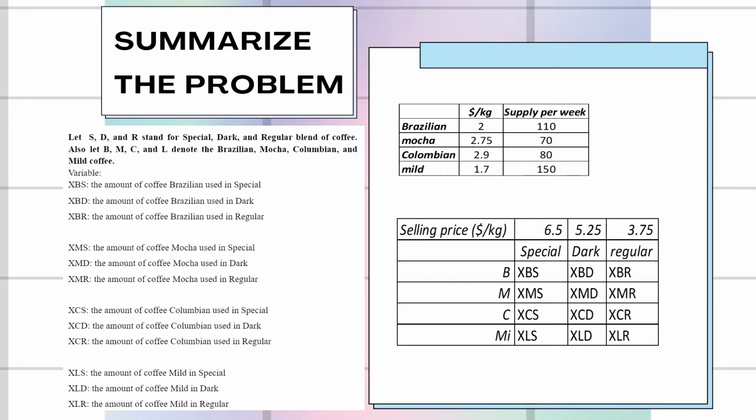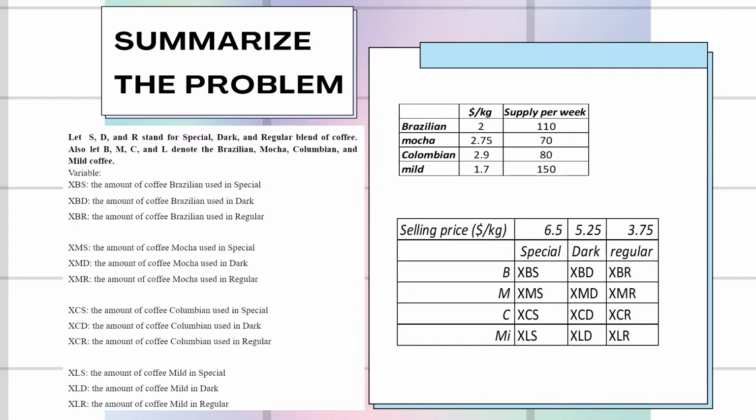The cost is $2 per kilogram for Brazilian, $2.75 per kilogram for mocha, $2.9 per kilogram for Colombian, and $1.7 per kilogram for milk.